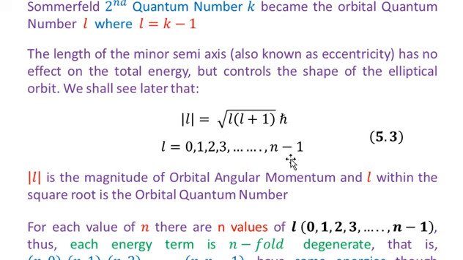So now equation 3 is the equation that we shall adopt for the rest of the atomic physics. That is, the absolute value of the orbital angular momentum of the atom is related to the square root of L into L plus 1 times h bar, where h bar is outside the square root, and the values of L vary from 0, 1, 2, 3 and so on up to n minus 1.